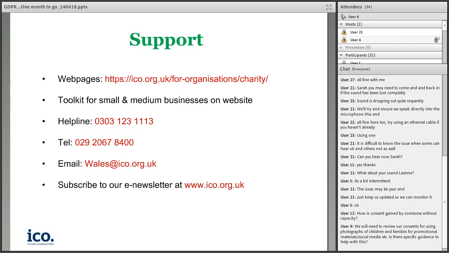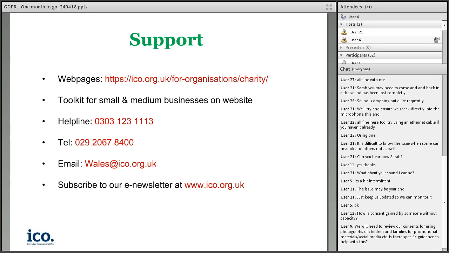We are independent, so we can't tell you what to do. We can't say yes or no in a lot of circumstances, but we're here to help you through this time. And just remember as well that a lot of GDPR isn't new. It's simply an extension of your current data protection requirements.